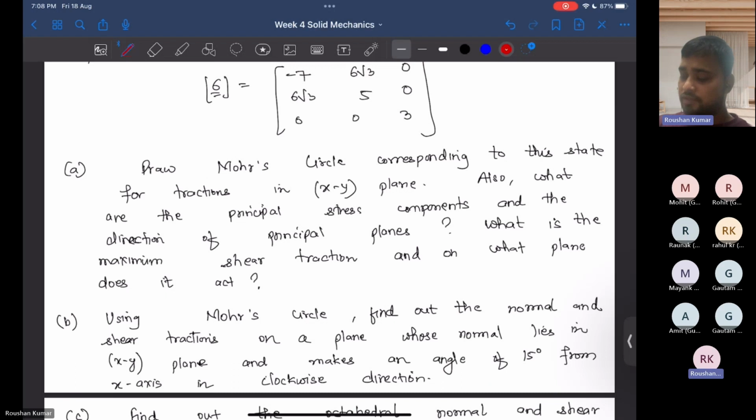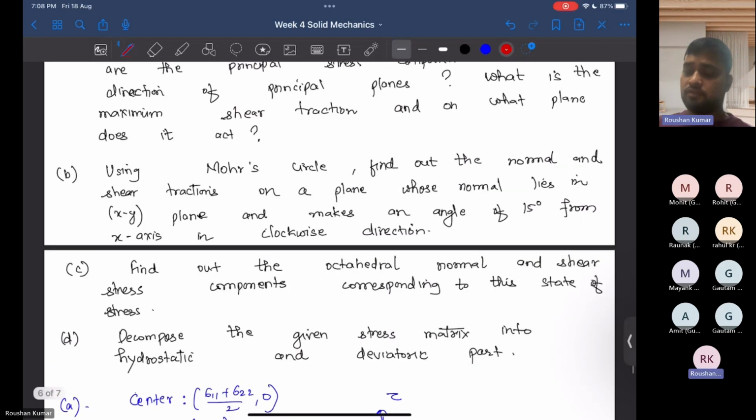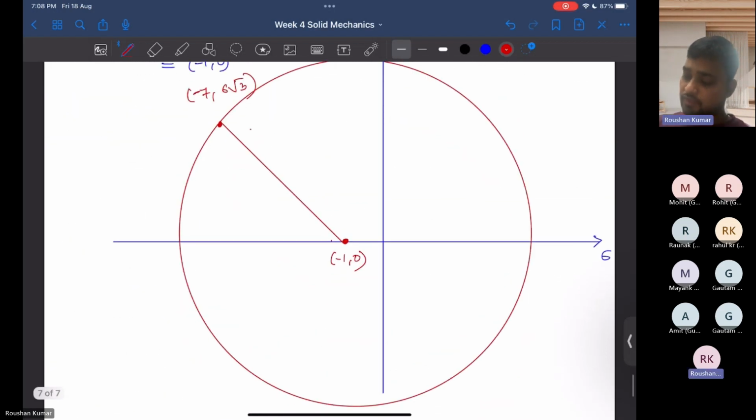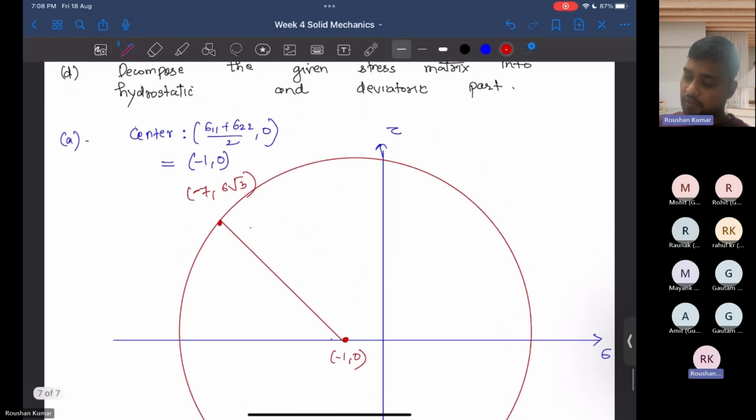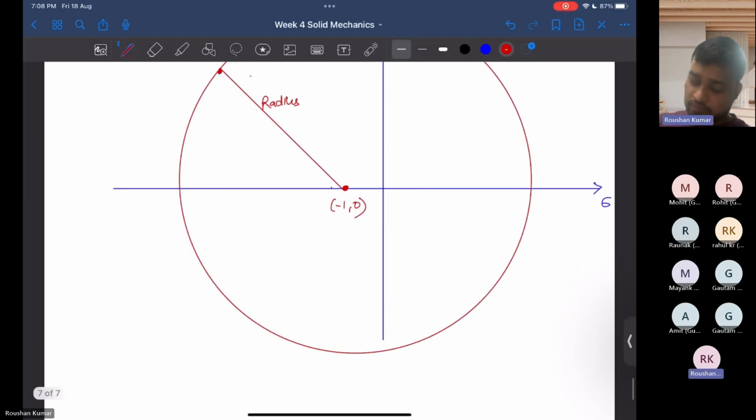The first question is to draw the Mohr circle and state the traction in the xy plane. Also, what are the principal stress components and the direction of the principal planes? First of all, we have to find the radius of the Mohr circle. The radius is nothing but we can find it using the distance formula.